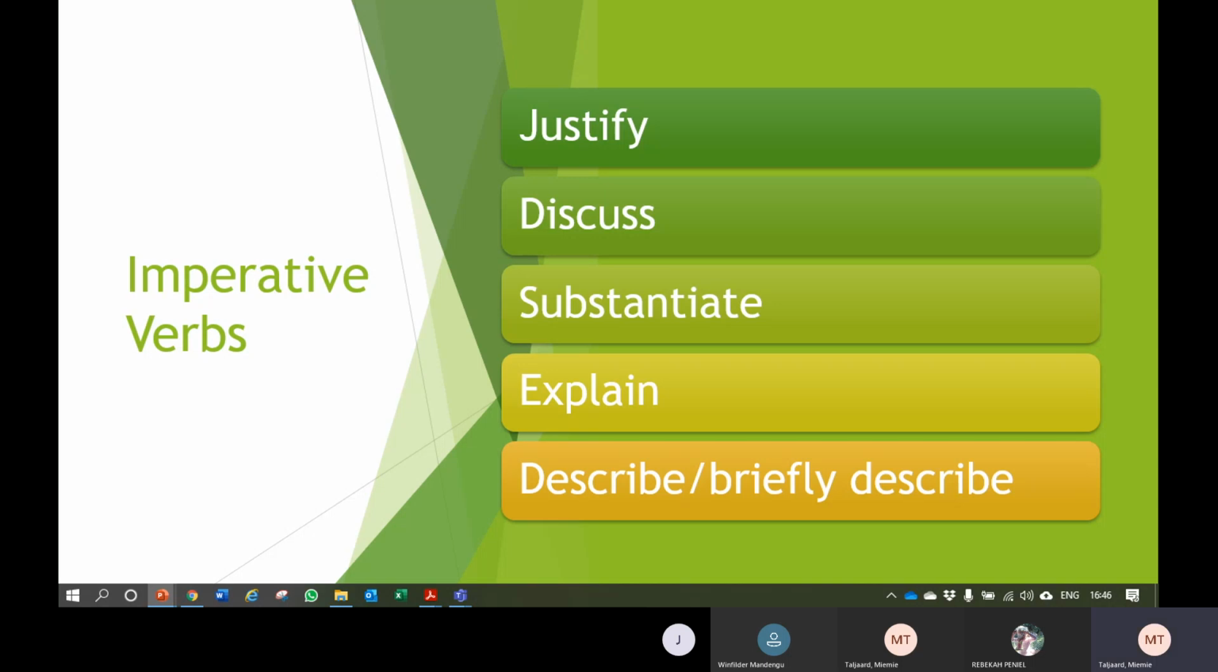Discuss means that you can look at the advantages and disadvantages of a concept. We're going to speak about concepts later on.